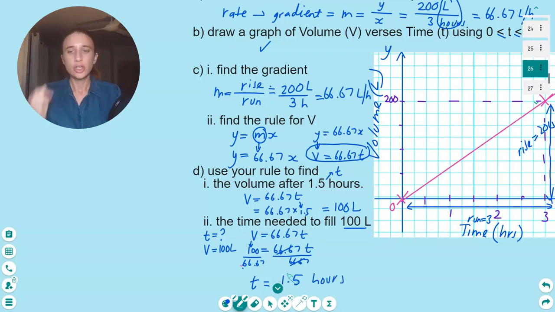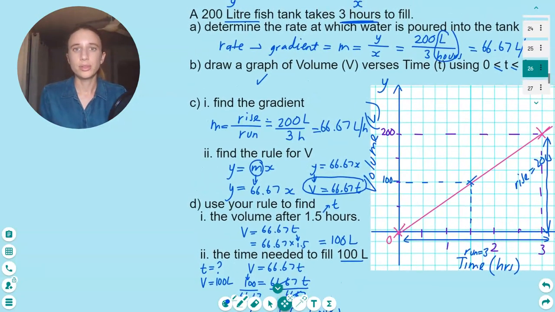hours. And that should be confirmed by our graph. So let's look at time is 1.5 hours. That sits about here, well, definitely here, 1.5. And looking on our graph, does it match? Okay, the volume is 100 liters there. So you can always confirm it with the graph to get an estimate of your solution.